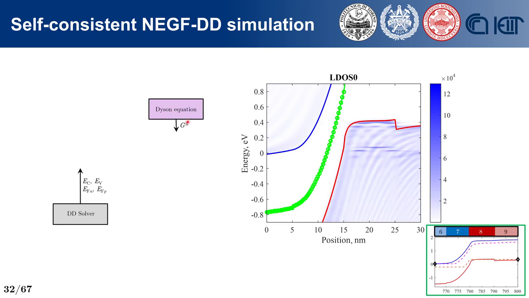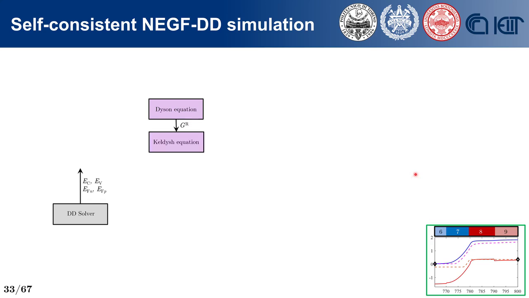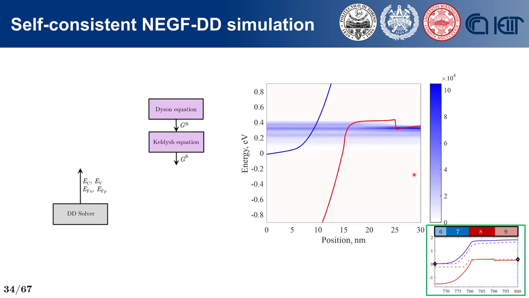As an output, we have, for instance, the retarded Green's function, which is something giving us information about all the available states in the device. This can be used inside the Keldysh equation, which gives information about the occupied states in the device, and so gives several other quantities, such as this, the space and energy resolved current density, but also the carrier density.